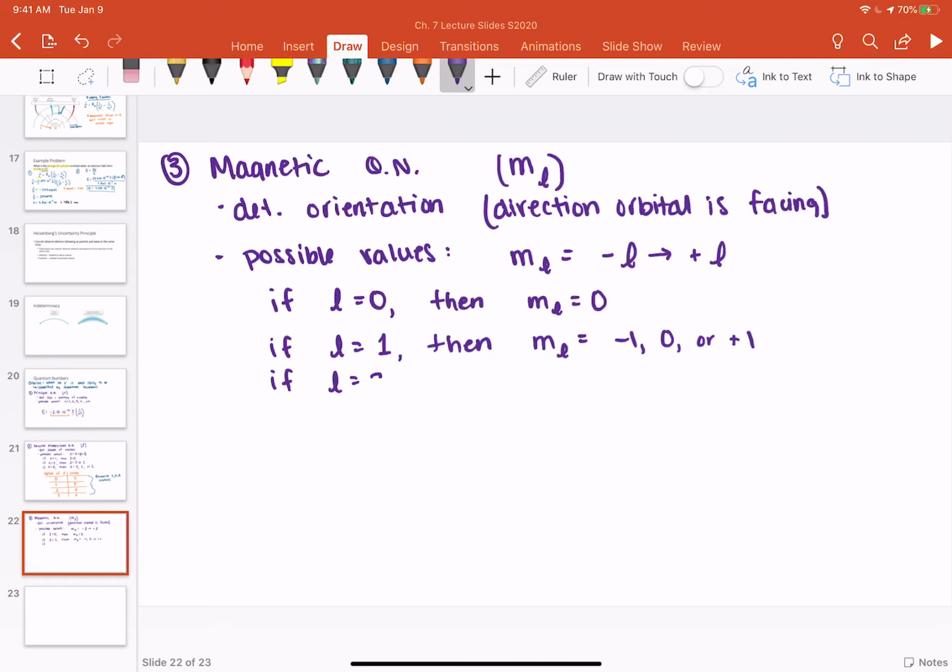And if L equals 2, then m sub L could equal negative 2, negative 1, 0, positive 1, or positive 2. And again, these determine the direction that the orbital is facing.